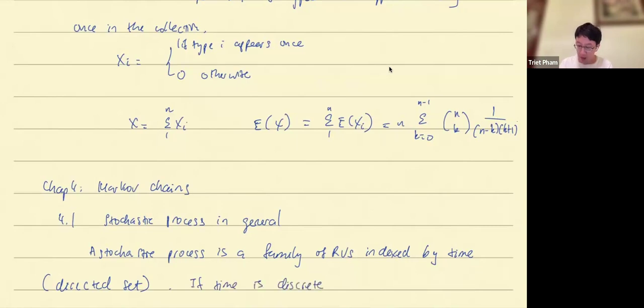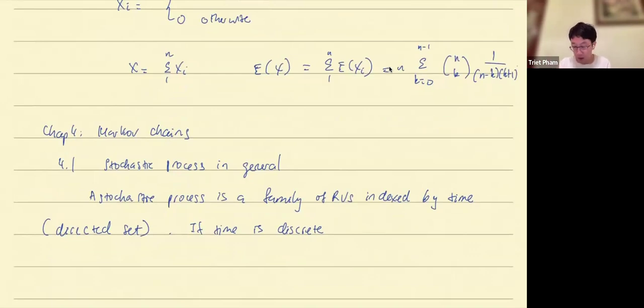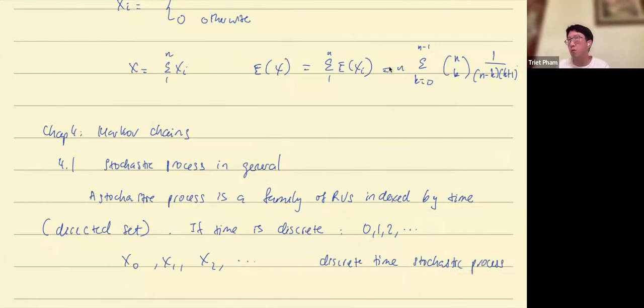If time is discrete, like the natural numbers 0, 1, 2, etc., meaning that the representation will be X sub 0, X sub 1, X sub 2, so the random variable is denoted by X, indexed by time. This will be called a discrete time stochastic process. Even though the word process usually refers more to continuous time.